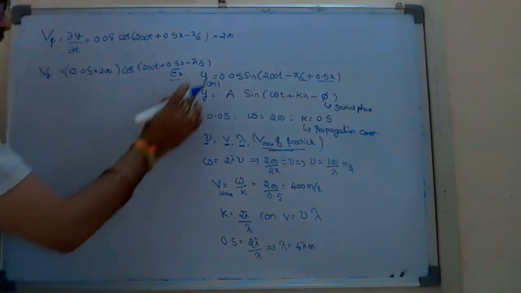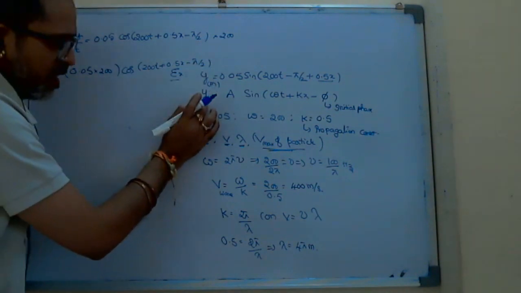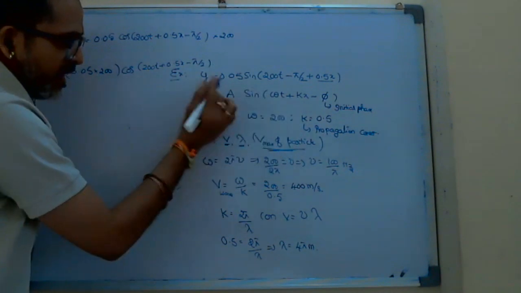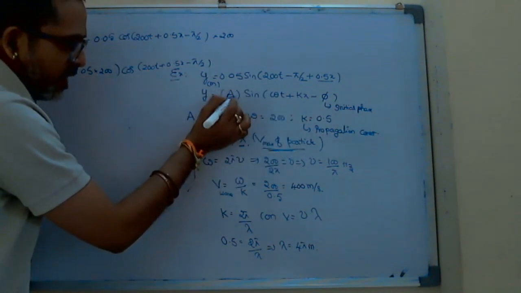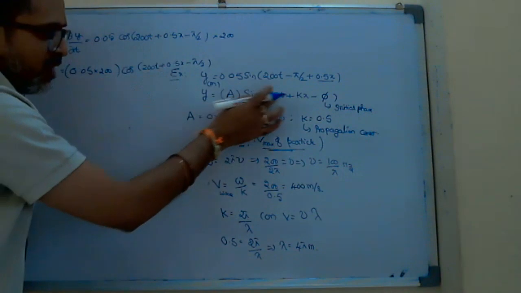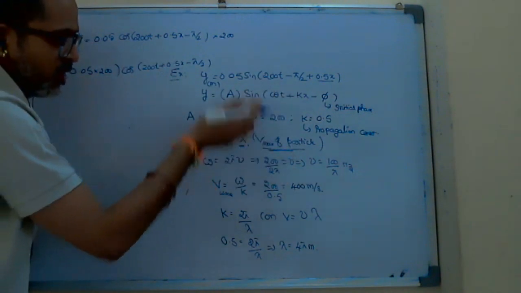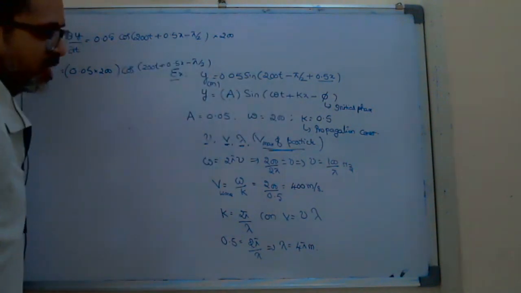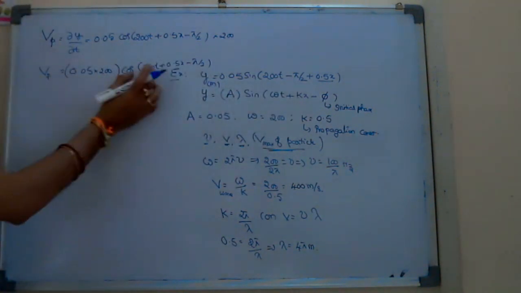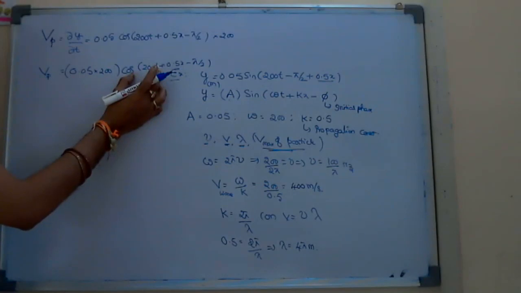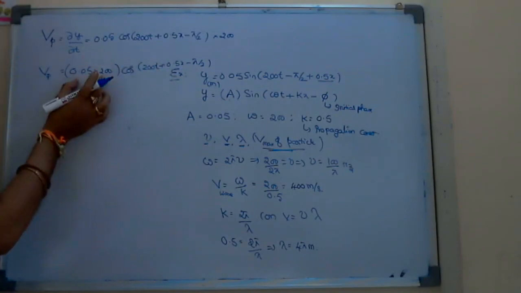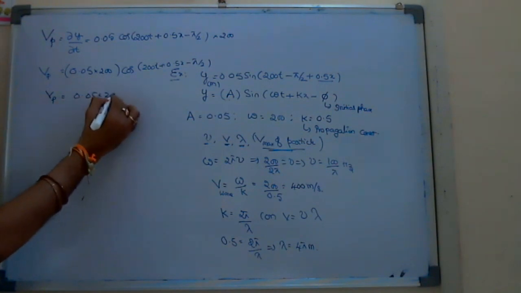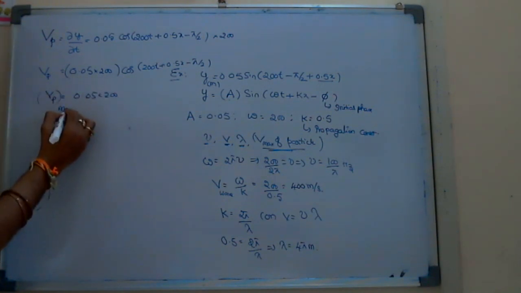If I ask what is the maximum displacement if the function is trigonometric, sine or cos, directly I can say whatever the term I am taking, that is the maximum. Why? Because the sine function's maximum value is plus 1. So if I put the sine maximum value plus 1 here, I will get b plus a. In the same way here, the maximum value of the cos function is plus 1. If I put plus 1 here, I will get Vp is equals to 0.05 into 200. It is the maximum value.